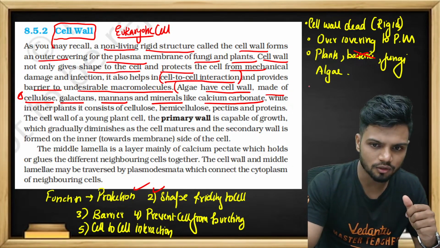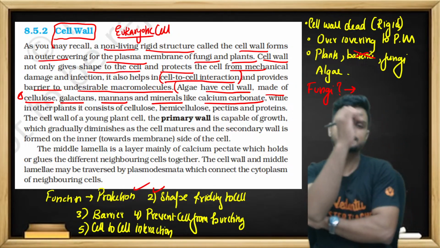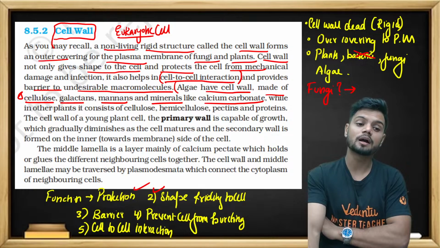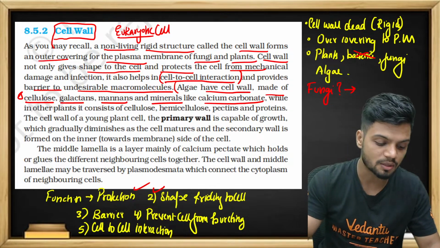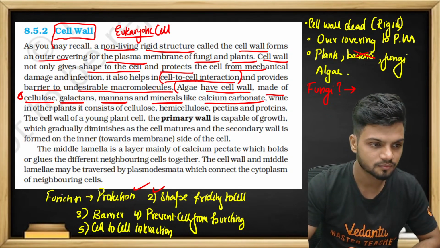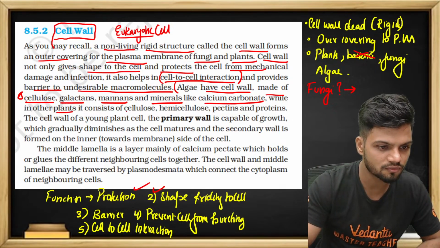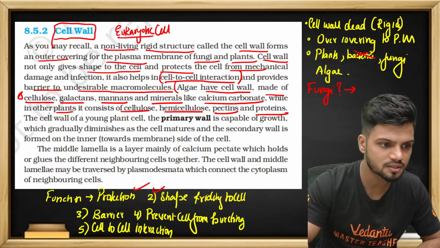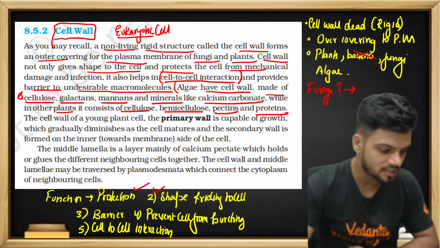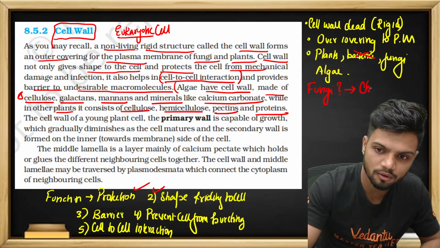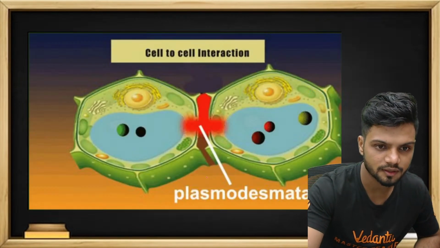Now what about fungi? Can anyone tell me what the cell wall of fungi is made up of? It is given in your biomolecules. Quickly go check. While the cell wall of other plants consists of cellulose, hemicellulose, pectins and proteins, in fungi the cell wall is made up of chitin.